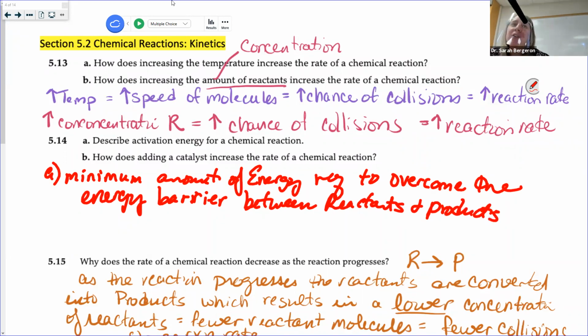Every reaction requires a certain amount of energy. That's the energy barrier. And once you go over that energy barrier, now I can convert reactants to products. Does that make sense? Okay, B. Now, how does adding a catalyst increase the rate of a chemical reaction?